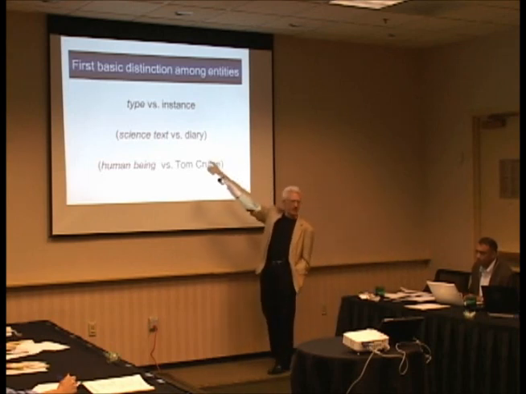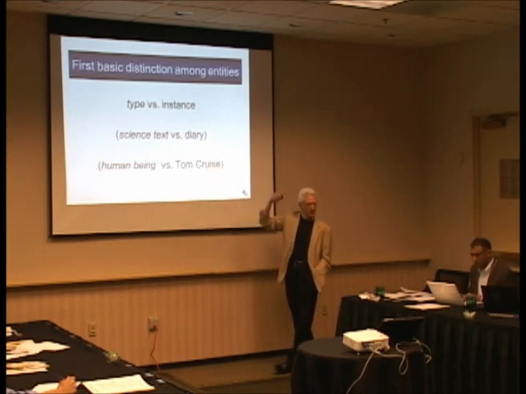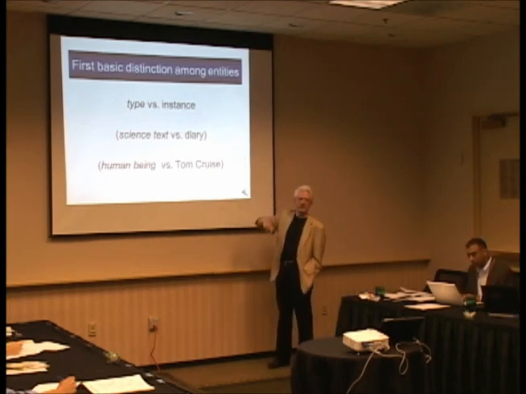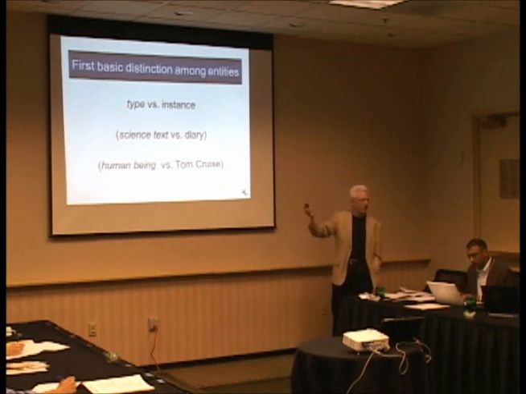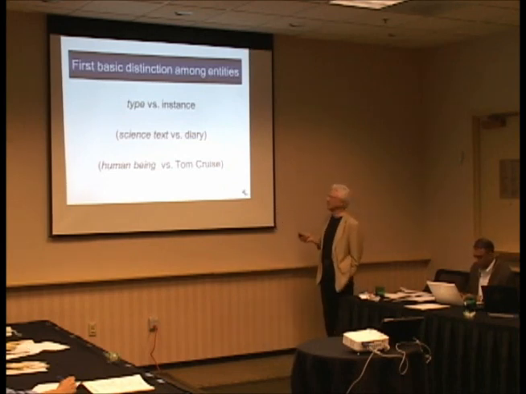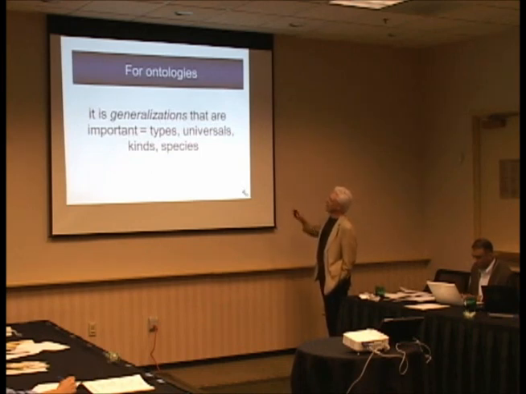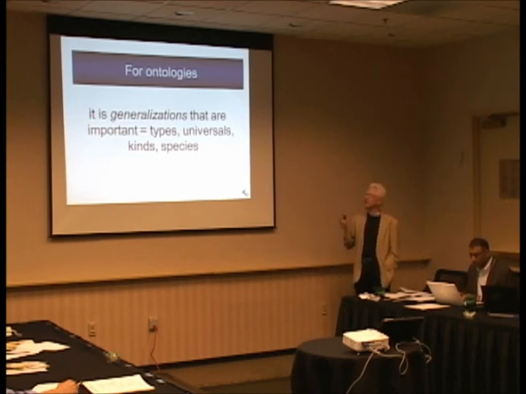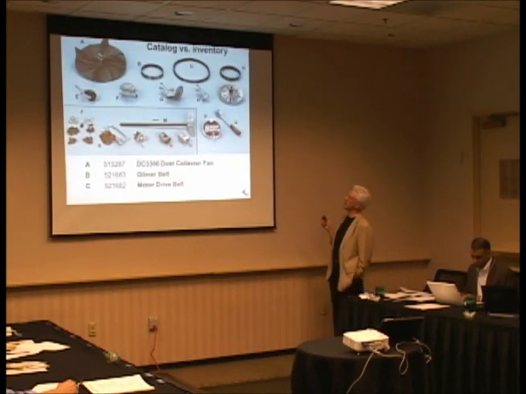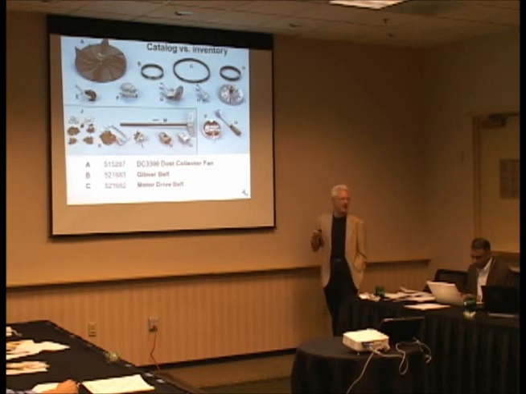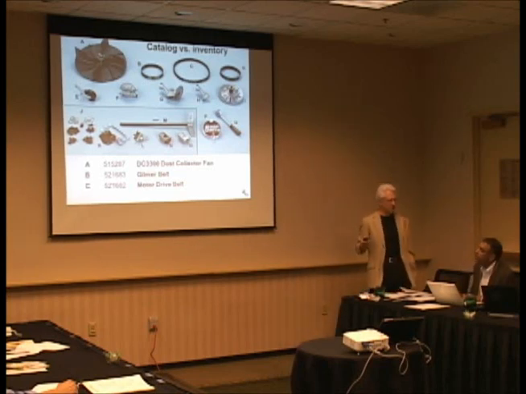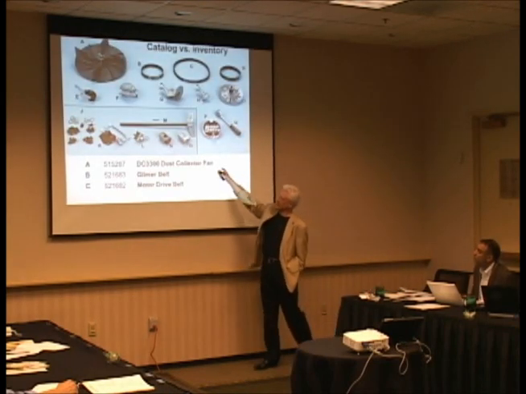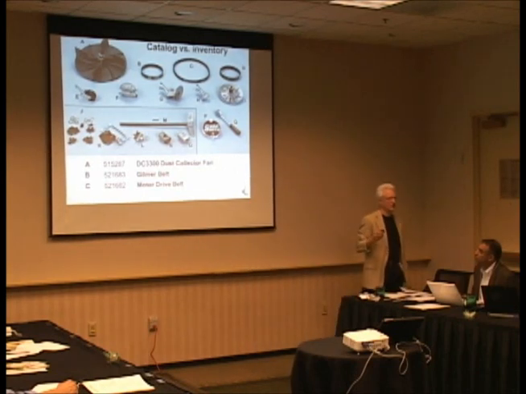We have type versus instance. Types are described in science texts. That's what science is all about. It's finding out the general structure of reality. Instances are described in diaries or in your experiment logs or your electronic health record. Now, ontologies are interested in generals. They're interested in types or kinds. And so we can think of an ontology as being like a catalogue. It's a catalogue of the kinds of entities that you have in your factory. And a database is like an inventory. It tells you how many dust collector fans you have in your factory.